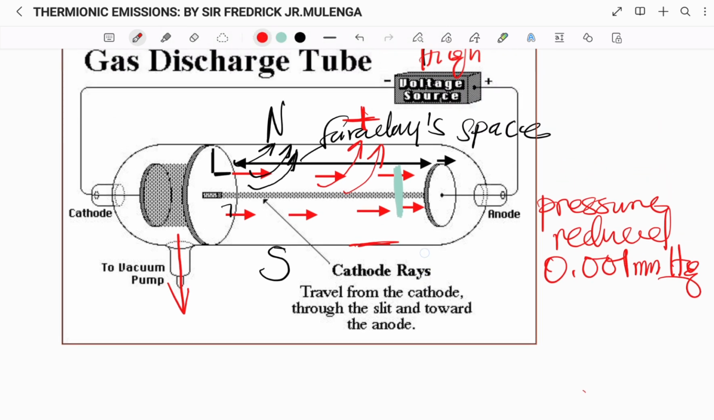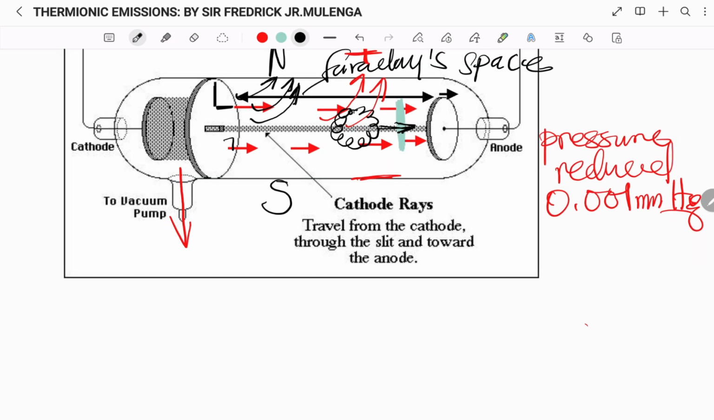At one point they got a wheel and placed it inside the stream of electrons, and they noticed that this wheel was pushed forward as the electrons were moving. This made scientists conclude that cathode rays possess kinetic energy and exert mechanical force or momentum. So that's one of the properties.